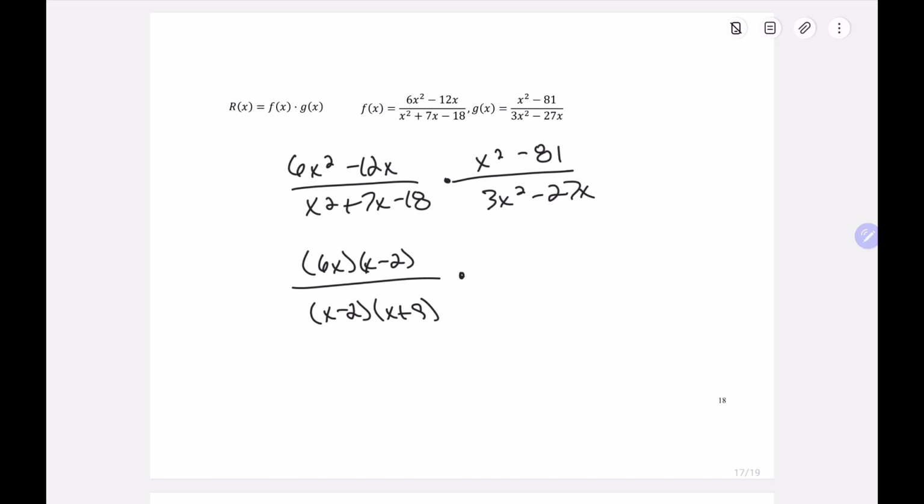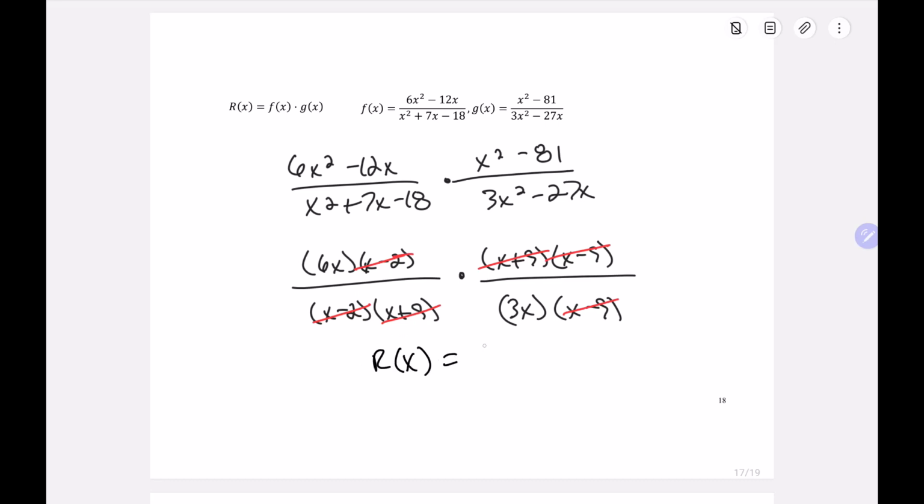In the top right, we can see that it's a difference of squares, so we have an x plus 9, x minus 9. In the bottom right, if we factor out the 3x, we are left with an x minus 9. If we go back and look at what we can cancel, an x plus 9 in the top and the bottom, an x minus 9 in the top and the bottom, and an x minus 2 in the top and the bottom. And so we're left with r of x is equal to 6x over 3x, which would just give us 2. So r of x would equal 2.